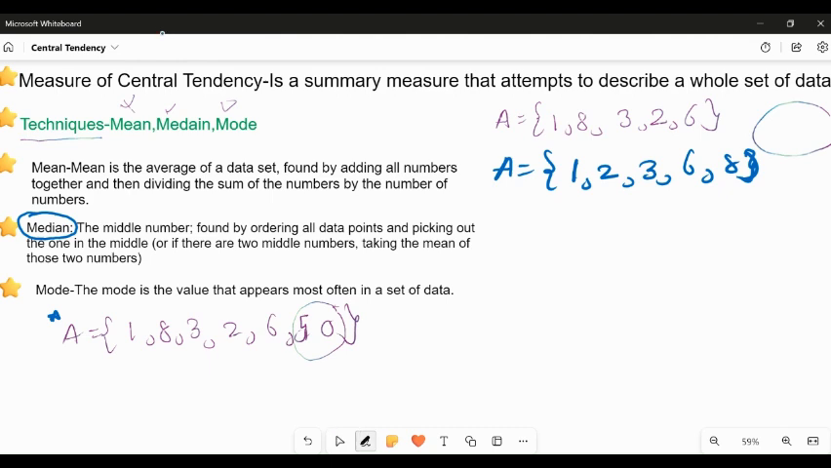So I am using the same sample, 1, 2, 3, 6, 8. I have sorted it in ascending order. Before starting with the median, we need to sort it in ascending order. This is one of the rules that we need to follow.